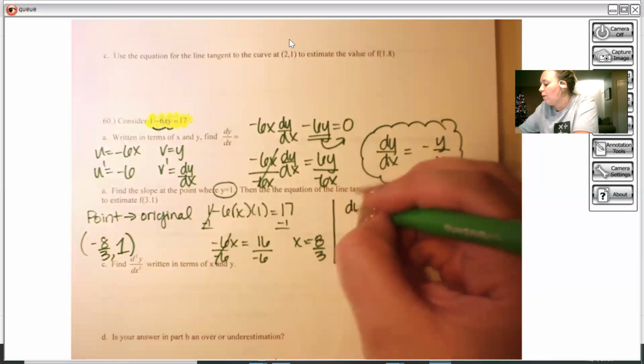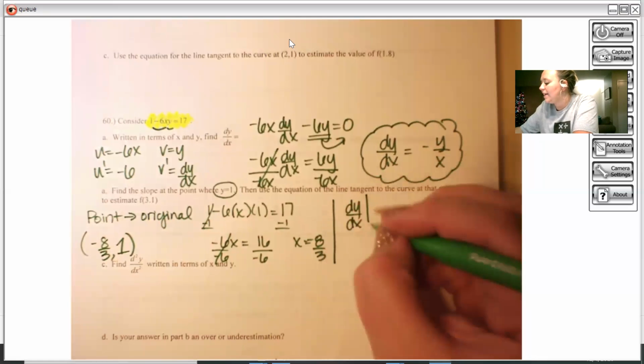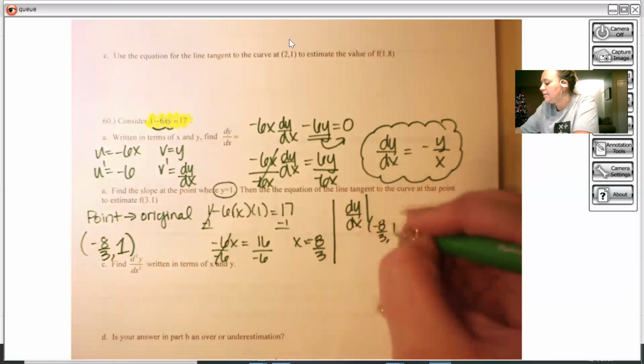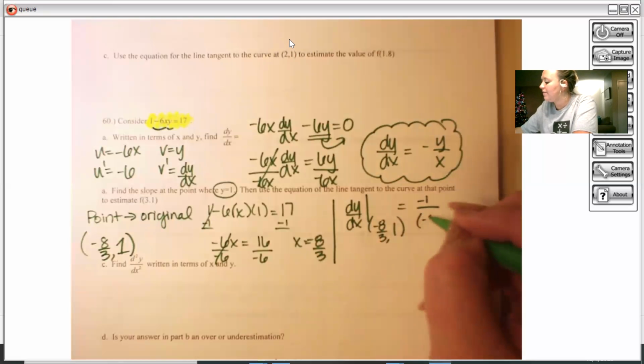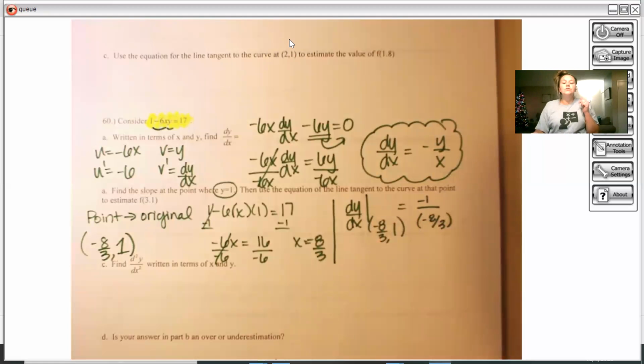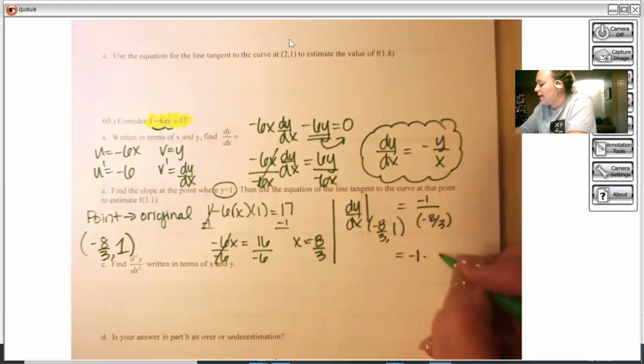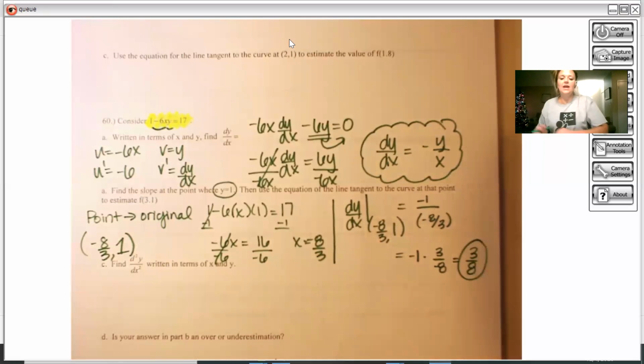Okay, remember your notation. It's going to be dy dx at negative 8/3, comma 1. And then when I plug that in here, I have negative y, which is a 1, over x, which is a negative 8/3. Whenever you divide a number by a fraction, you're multiplying by the reciprocal. So that's going to be negative 1 multiplied by 3 over negative 8, which is going to be positive 3/8, because I have a negative on top, negative on bottom, those cancel out. All right, so I have my point, I have my slope.